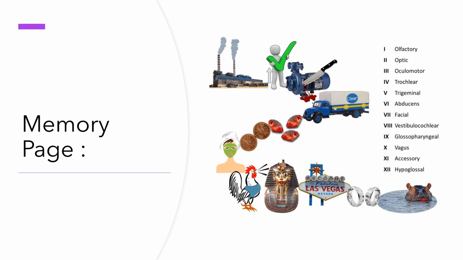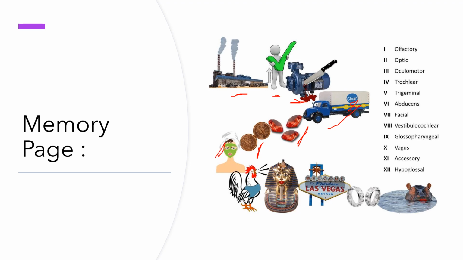Now, the link will start with a picture of an olfactory to remember olfactory, then a man picking up an optic, then a motor with a knife in it, a killer motor, so oculomotor. Now there is a truck with clear written on it, to remind you of trochlear. Now there will be 3 gems, trigeminal, 2 cents for abducens. There's a girl having a facial, to make you remember facial.